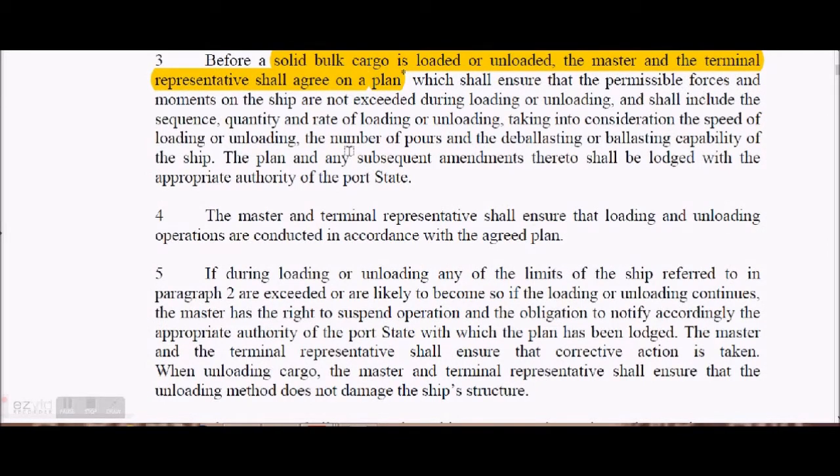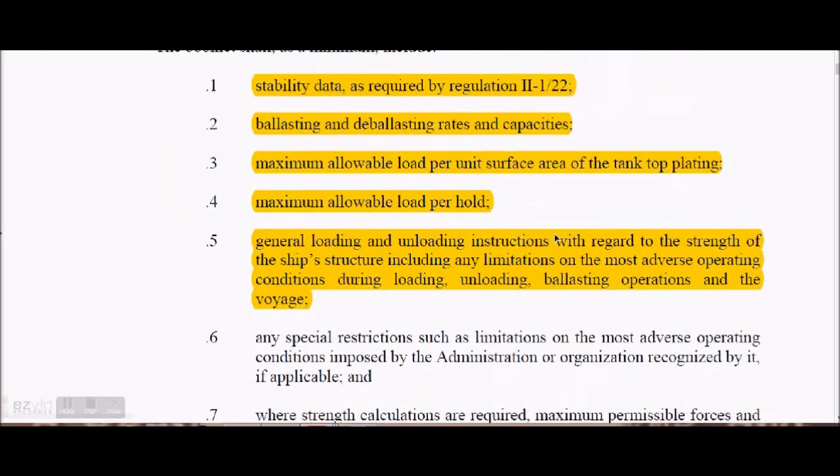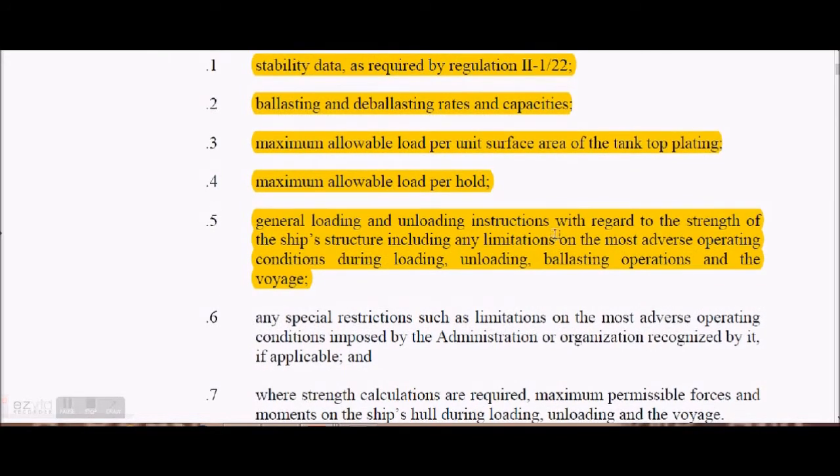This is all about loading and unloading. There is nothing else, we just need to know that this information is provided. These are 7 points, the stability data and all this, 7 points, as well as the BLU Code. This is what is provided in the BLU Code for loading and unloading. This is what is more important.